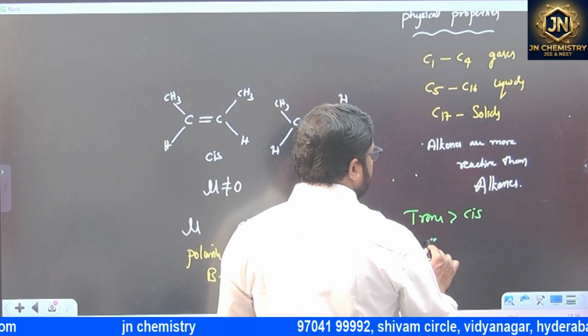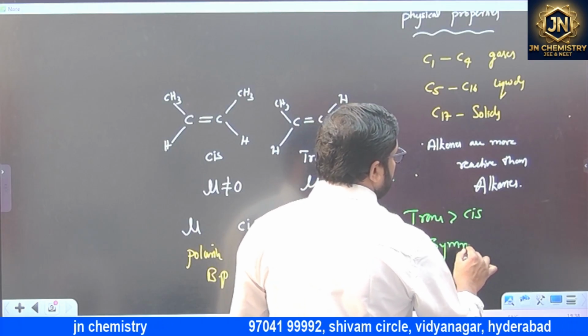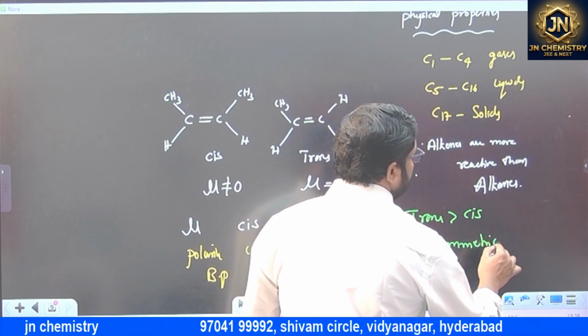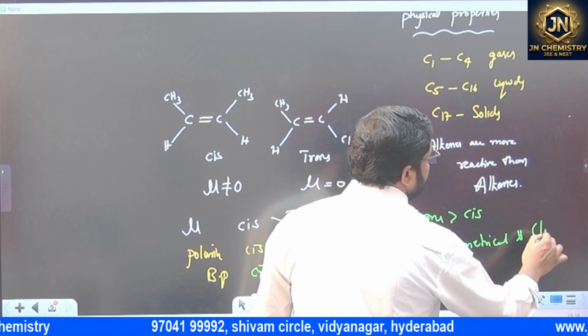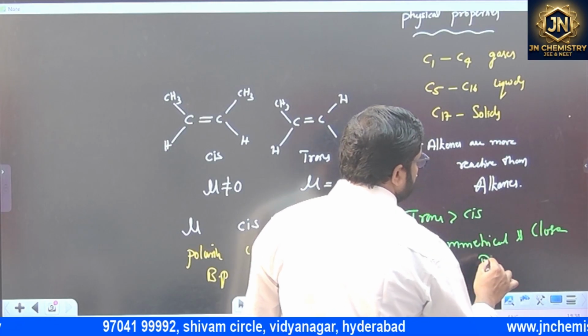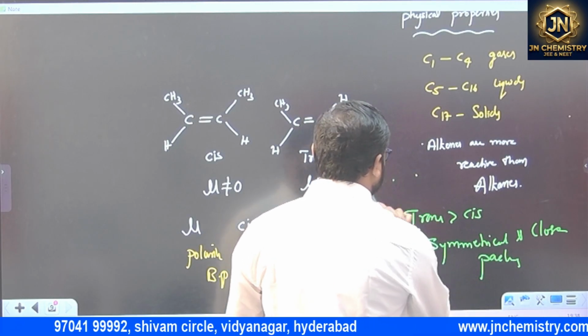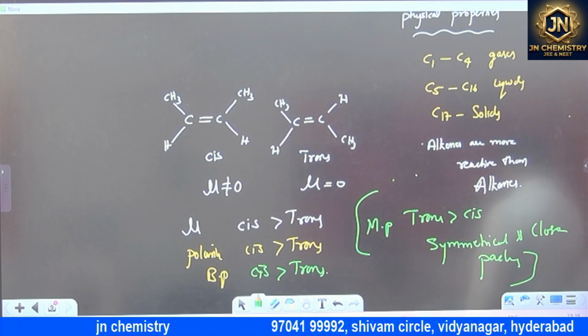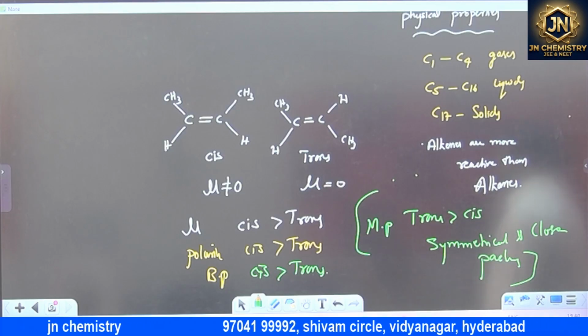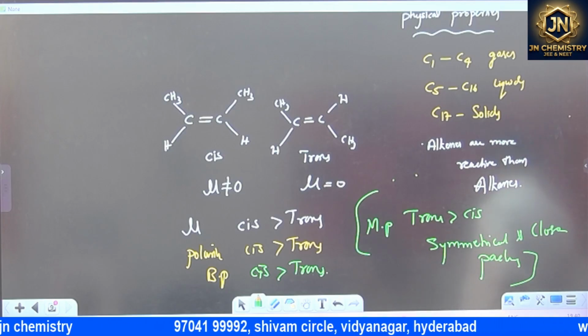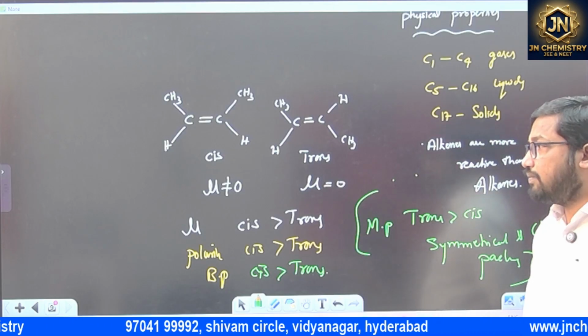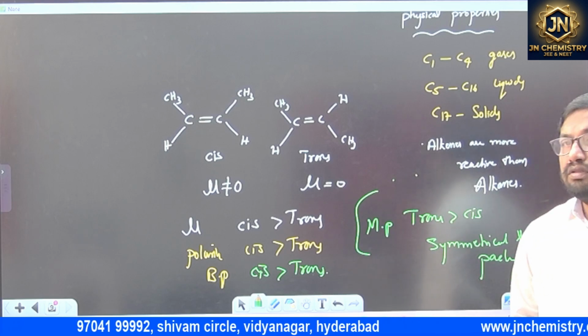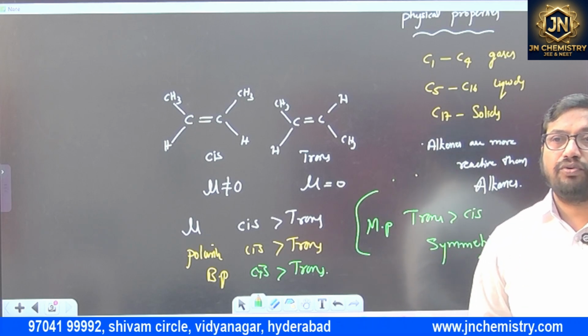Because of symmetrical and close packing structure. Write it down. Alkenes are soluble in non-polar solvents. Write it down.